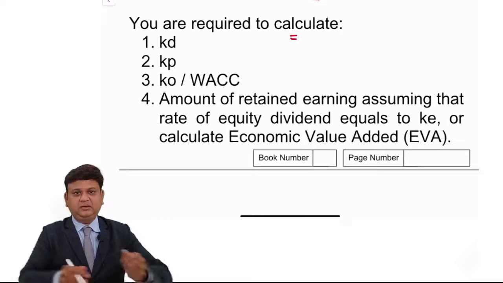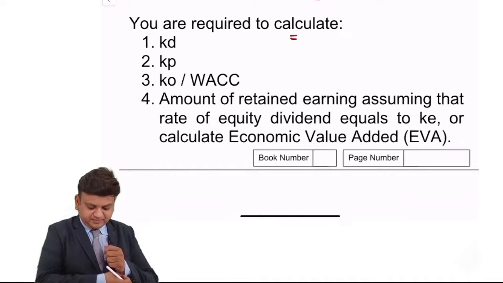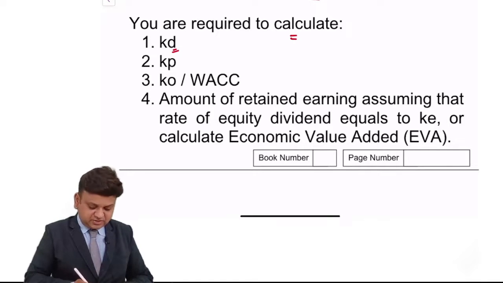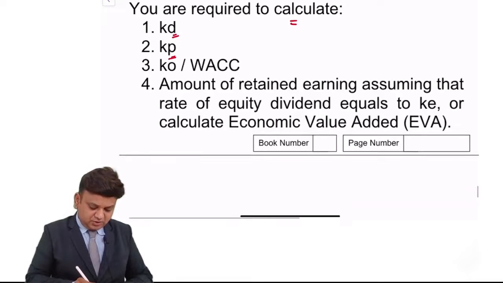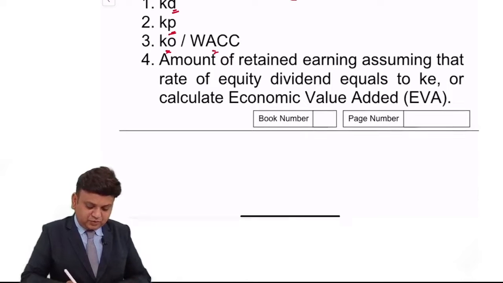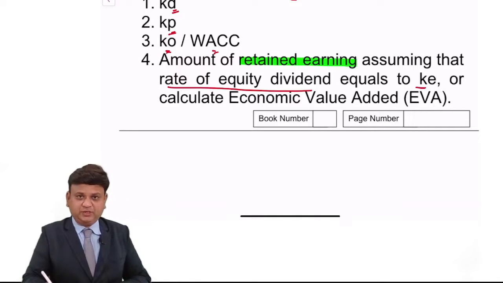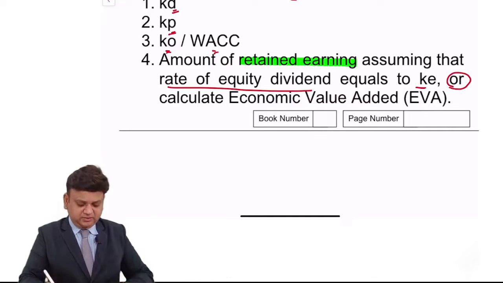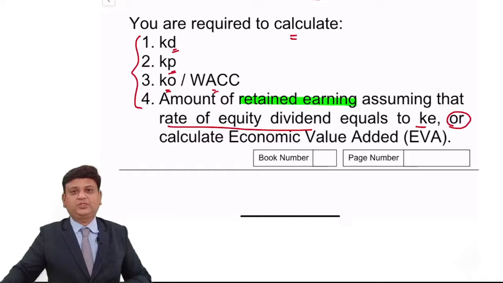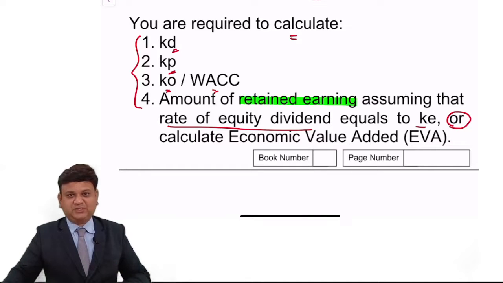You are required to calculate. The first question is, calculate the cost of debt financing. Second question is cost of preference share capital. Third question is overall cost of capital or weighted average cost of capital. Fourth question is, calculate the amount of the retained earning assuming that the rate of equity dividend equals the cost of equity. There is another question that I would like to read later on. I want you to make calculation of question number 1 to question number 4 and put your answer in the chat box.